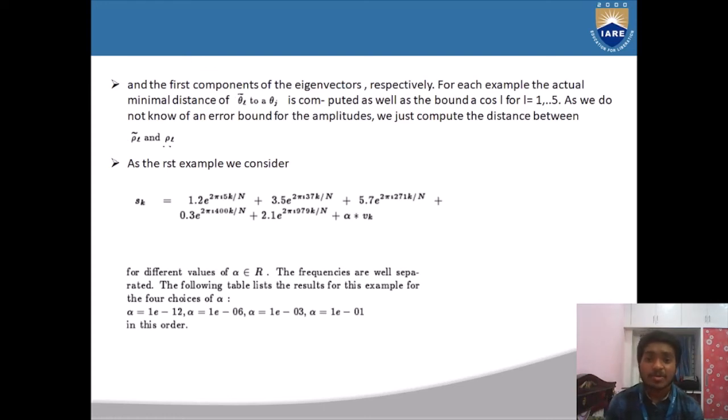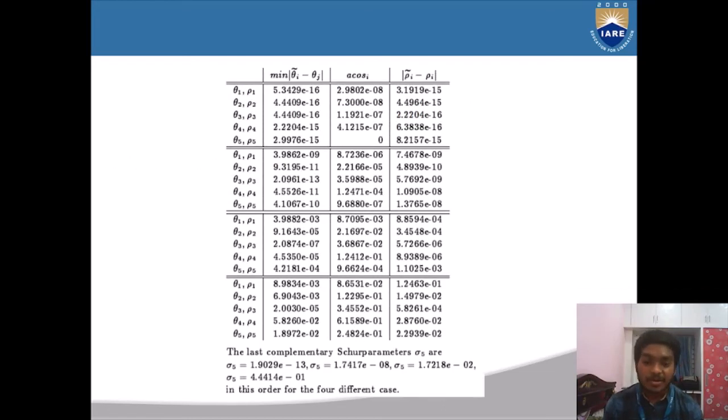As such an example, we consider s_k equal to 1.2 times e to the power 2 pi i k by n plus 3.5 times e to the power 2 pi i k by n, or something similar. For different values of alpha belonging to R, the frequencies are well separated. The following table lists the results for this example. The values of alpha are 1e minus 12, 1e minus 06, 1e minus 03, and 1e minus 01, in this order.